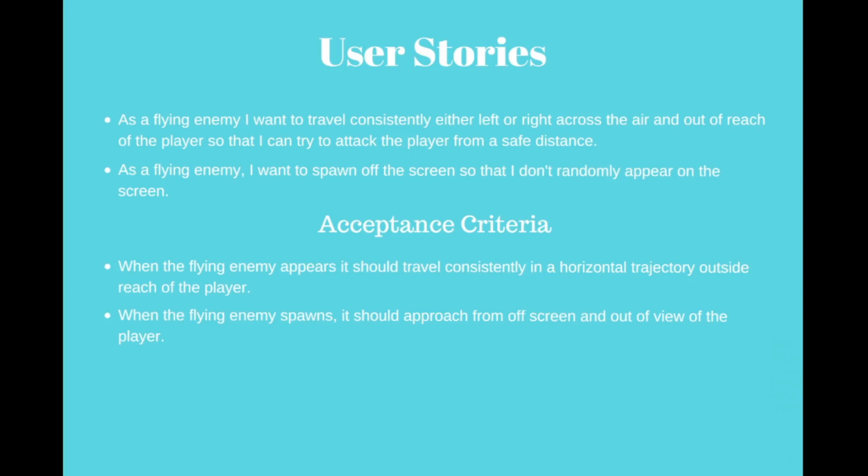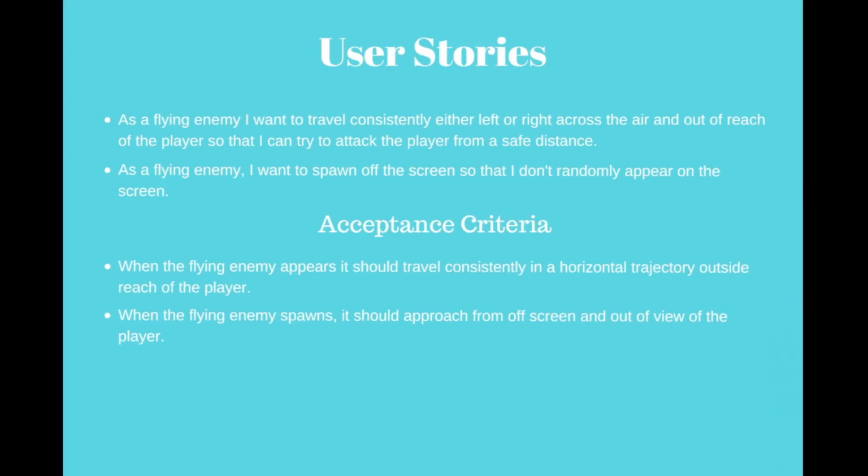Hello, this is Micah McKinnon. The user stories I had for Sprint 2 are for flying enemies in our game. The first user story I have is, as a flying enemy, I want to travel consistently either left or right across the air and out of reach of the player so that I can try to attack the player from a safe distance. The second story is as follows.